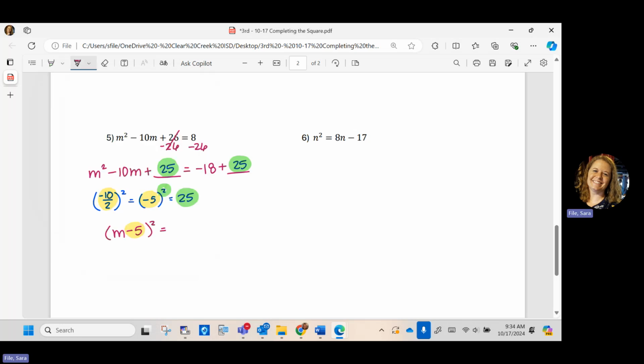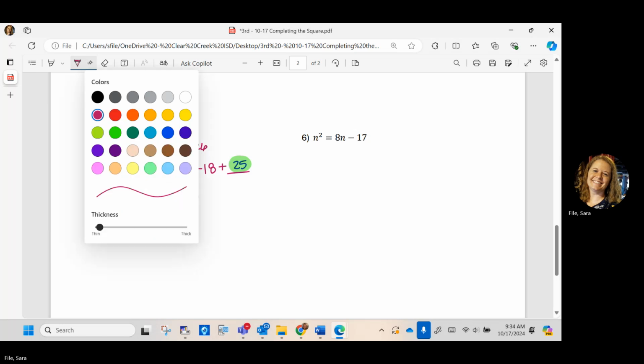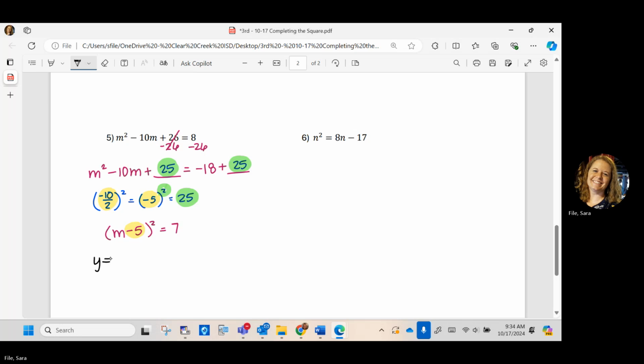All right, so on the right side, we need to condense or simplify. Negative 18 plus 25, what is that? Seven. (m minus 5) squared, and then I would have to subtract the 7 to be on the same side. What's the vertex? 5, negative 7. Very good.